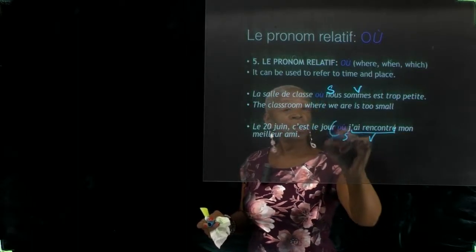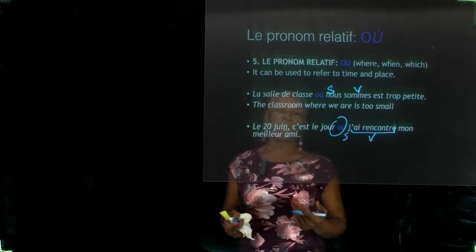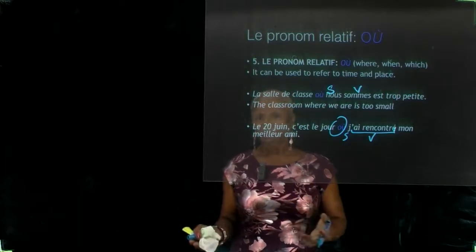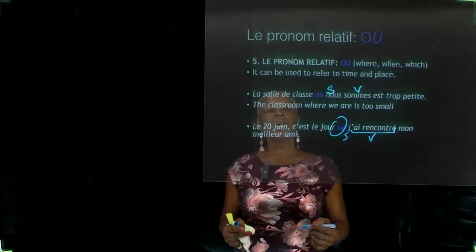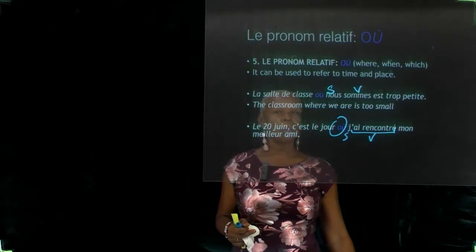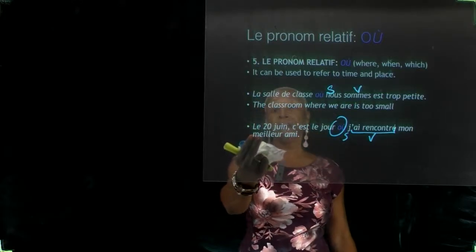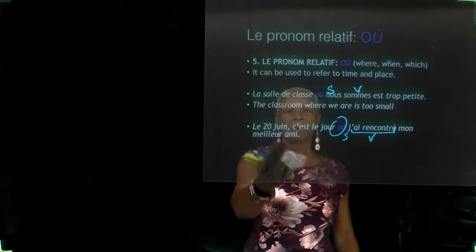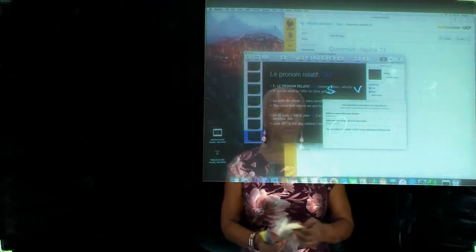But in that case, with où, we're not dealing with making agreement or anything like that. Okay? We only deal with that when we're dealing with direct object. So où is not a direct object pronoun, so we don't have that problem. D'accord? Le 20 juin, c'est le jour où j'ai rencontré mon meilleur ami. Okay, so again, in this case, we're referring to time. Okay? Ça va? Here, we were referring to place, time. Okay.